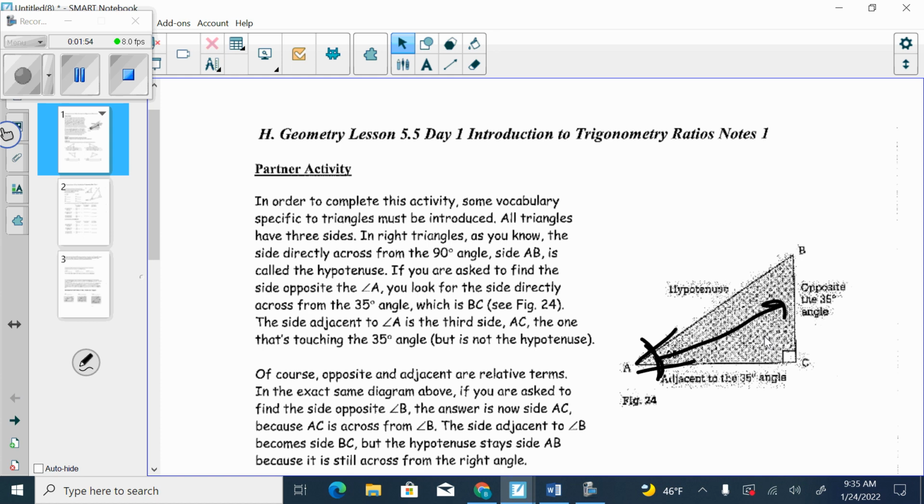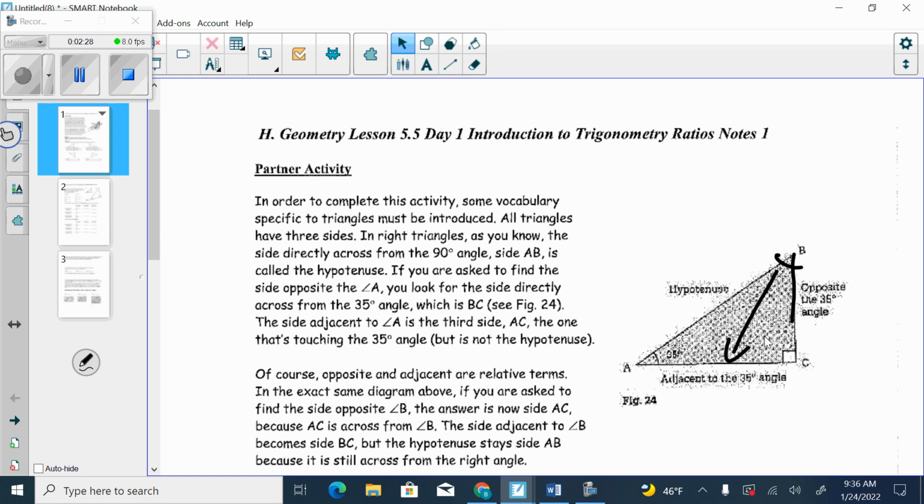Now, the adjacent and opposite side can change depending on which angle they are asking you to look at. These were the opposite and the adjacent when I'm looking at angle A. If they are asking you to look at angle B in the exact same figure, the side opposite is now side AC. The side adjacent is now side BC. The hypotenuse will stay the same, because it's always the one across from the right angle.